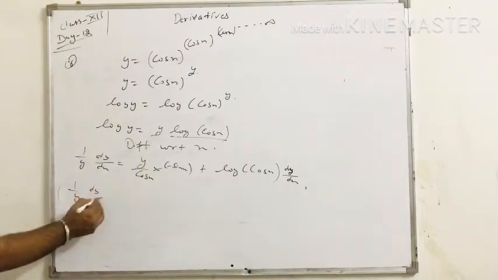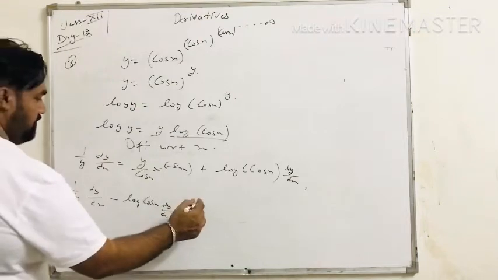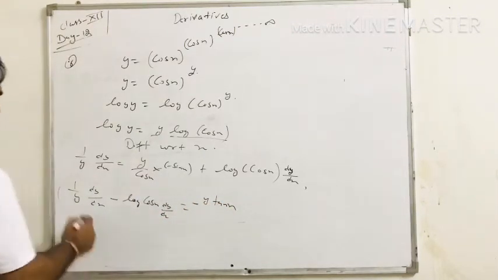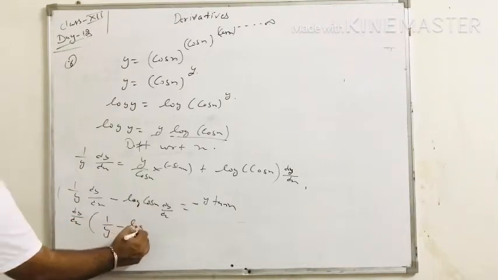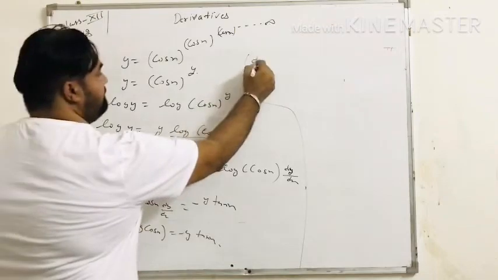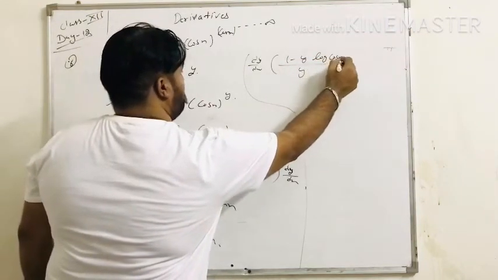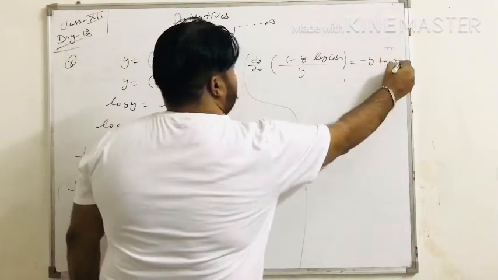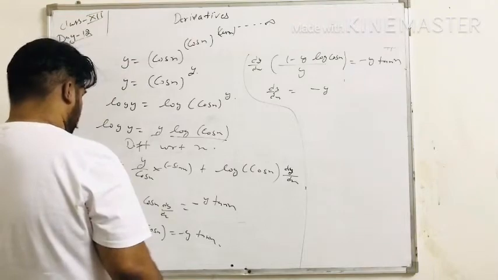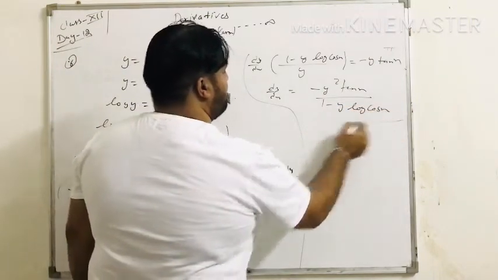Now collect the dy by dx terms, shift this term to this side, minus y sin x upon cos x becomes tan x. So we take dy by dx common. Now we take LCM. So by taking LCM, y into 1 minus y log cos x equals to minus y tan x. So the final answer dy by dx equals to minus y square tan x upon 1 minus y log cos x.